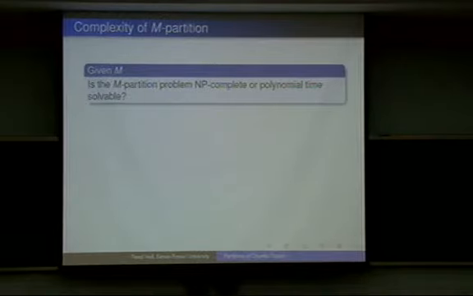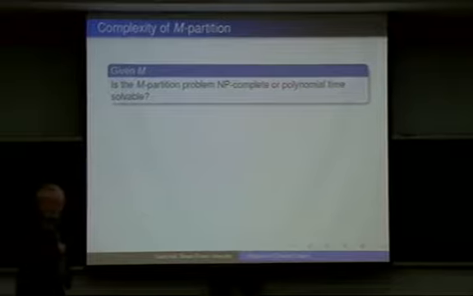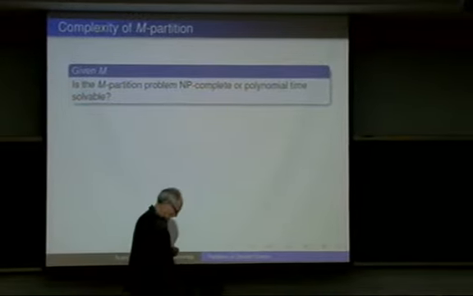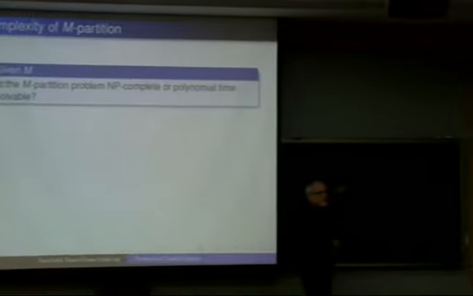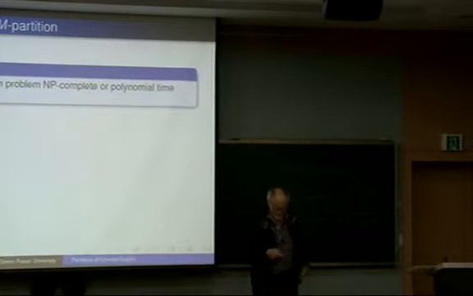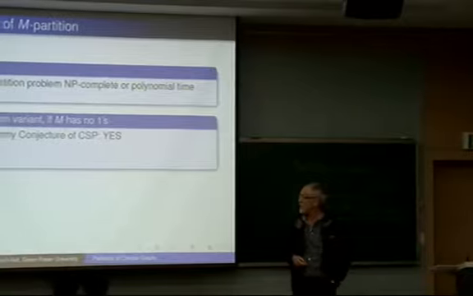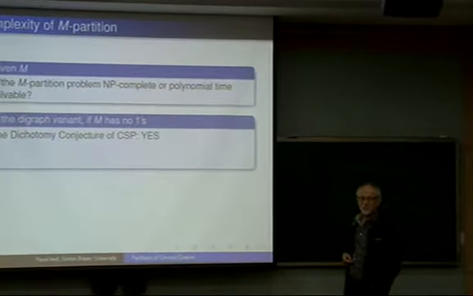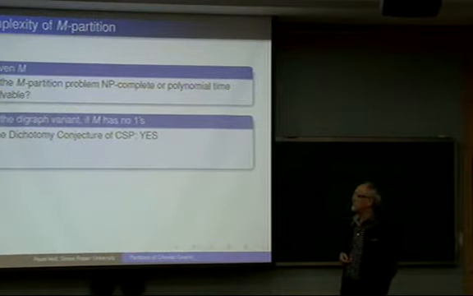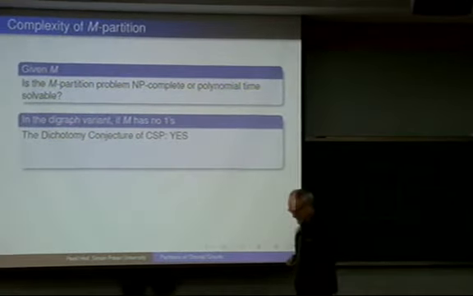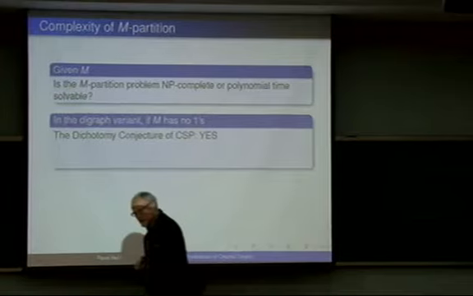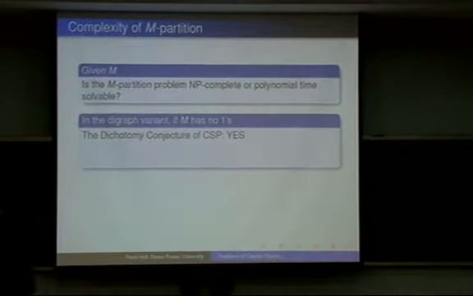All right, so this is the basic problem. You have a fixed matrix, and you want to know whether the corresponding partition problem is polynomial or NP-complete. We are in region 1. Even if the matrix has no ones, we don't even know whether the answer here is always one or the other. This is the dichotomy problem of constraint satisfaction.